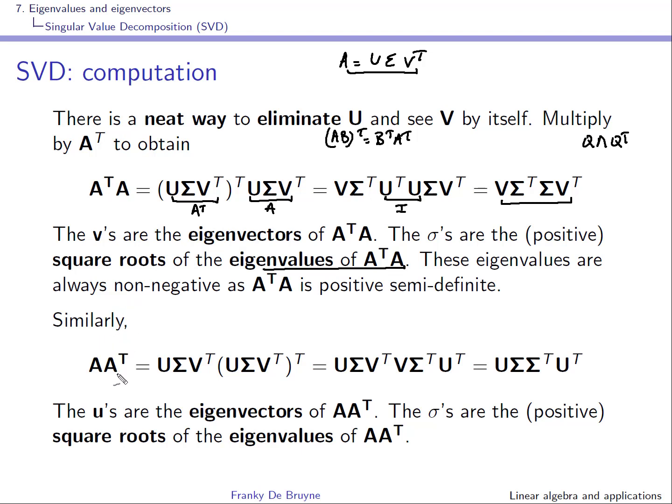Of course, what you can do is also compute A A transpose. In A transpose A, U had disappeared, and if you compute A A transpose, it's V that will disappear. You obtain the same kind of decomposition, but now you can obtain the eigenvectors of A A transpose, and you put them in U. The singular values will again be the square roots of the eigenvalues of A A transpose. So this gives you a way of computing this singular value decomposition.